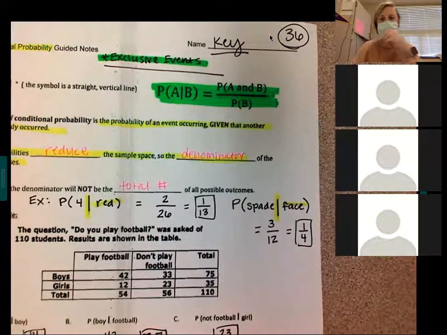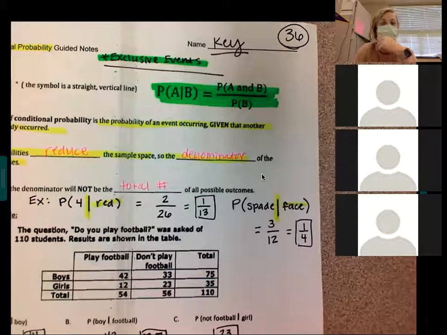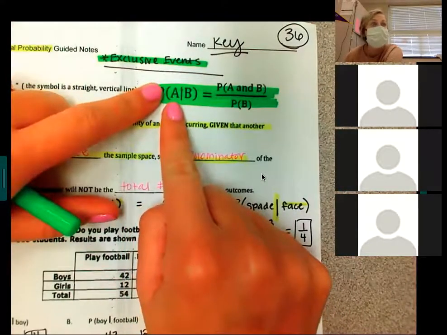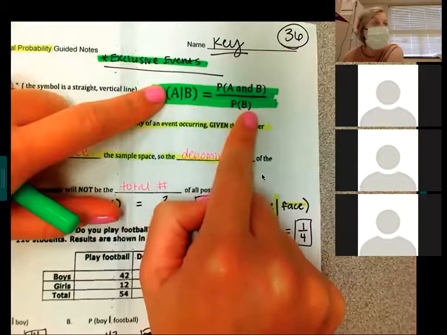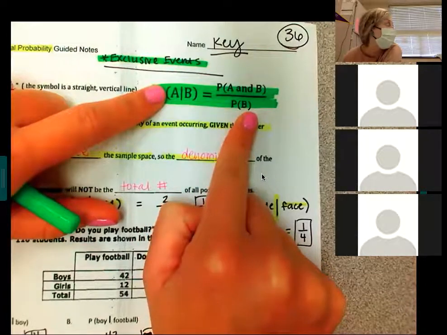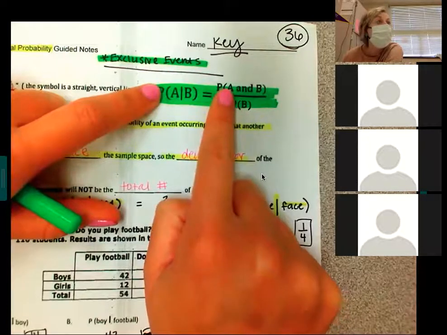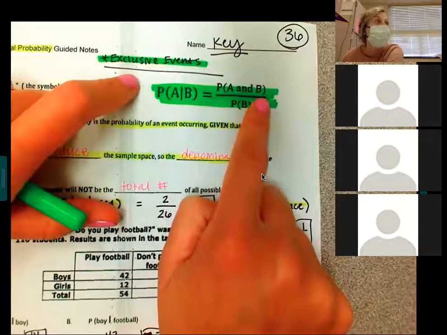So I'm going to give you a second to copy that down and then we'll talk about it. So if the events are exclusive, you can find the probability of event A happening given event B happened if you put B as the denominator, which is the same thing we were doing, right? Is everybody looking? And then you put the probability of the intersection, or both happening, in the numerator.